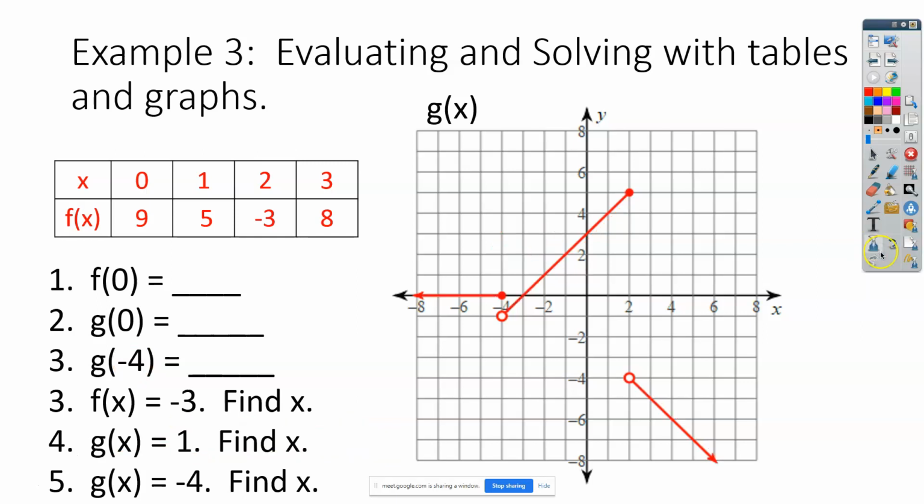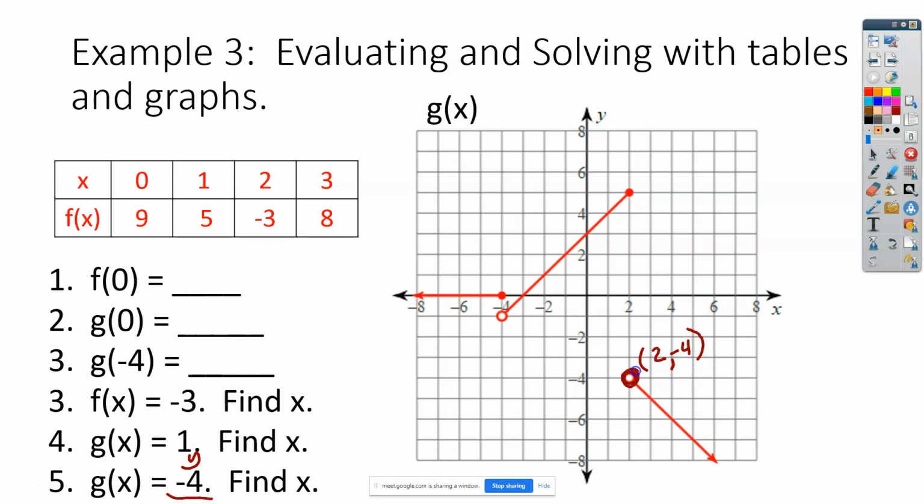So on number 5, is this an x or a y? Well, since it's an output, that's a y value. So I need to find where on my graph y equals -4. Well, y would be equal to -4 right here, right? But we have a problem. Even though y equals -4, what's the x value at that point? It's 2.